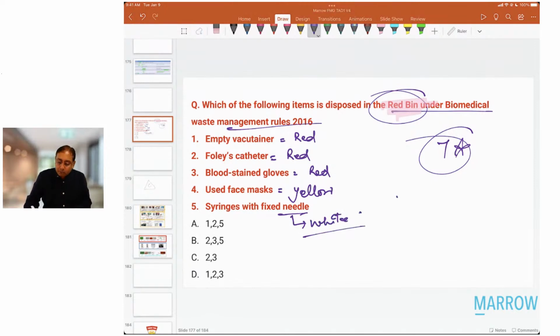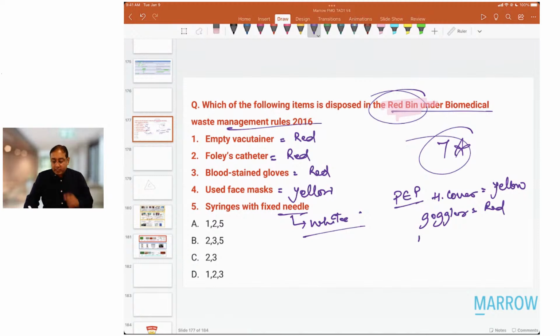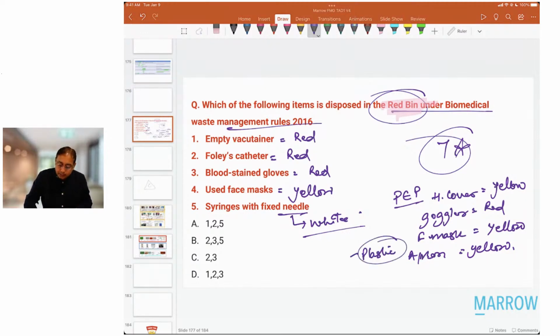कोई और इसमें डाउट? मोस्टली स्टूडेंट्स को डाउट आता है पीईपी के ऊपर. प्लीज रिमेंबर, जो हेड कवर है, हेड कवर, ये जाएगा येलो कैटेगरी में. उसके बाद आता है गॉगल्स. गॉगल्स जो जाता है दैट गोज इनटू द रेड कैटेगरी. देन यू हैव फेस मास्क. फेस मास्क विल गो टू द येलो कैटेगरी. देन यू हैव एप्रन. एप्रन विल गो इनटू द येलो कैटेगरी अगर वो लिनन या सेमी सिंथेटिक है. But if the apron is made up of plastic, then it goes to the red category. So make sure you get this right.